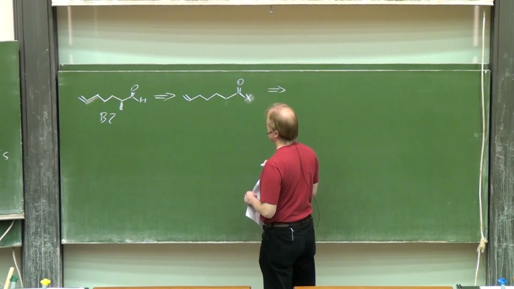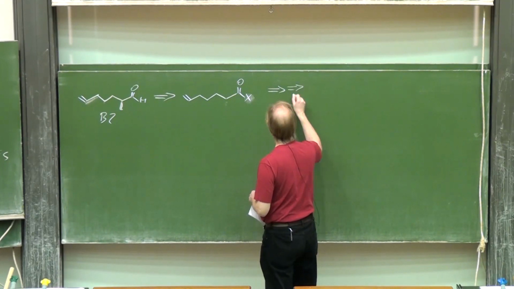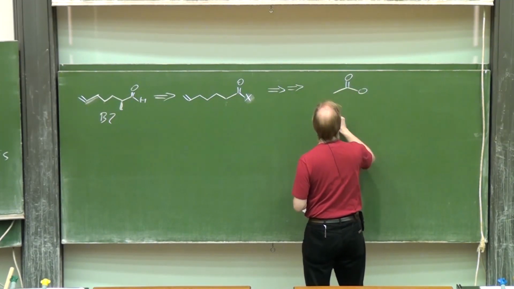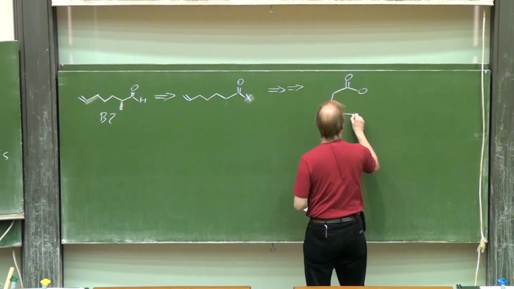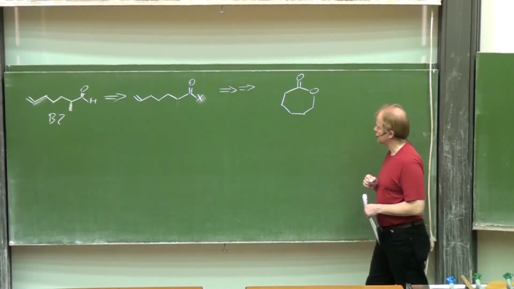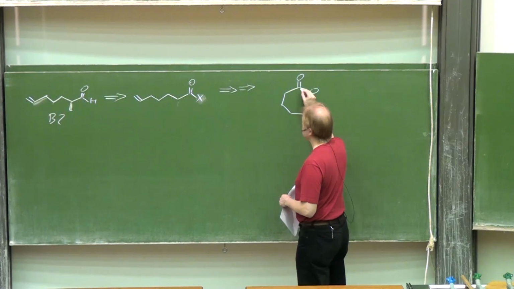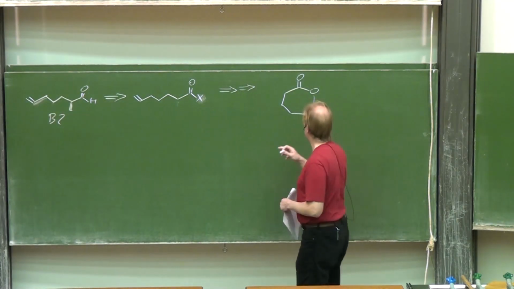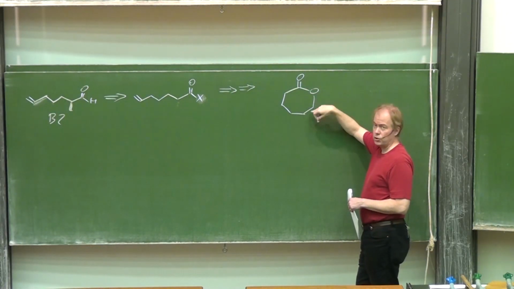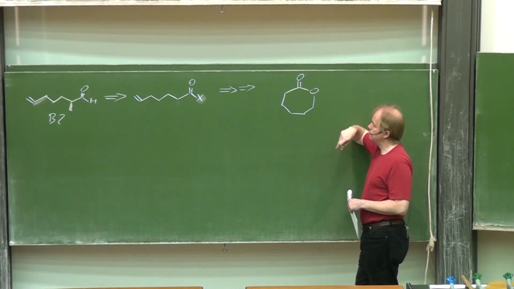And a nice starting material would be this one, caprolactone. This is rather cheap. You have 6 carbon atoms. We need 7. Well, hydrolysis here, later on oxidizing that alcohol to the aldehyde, and with the Wittig olefination adding the terminal olefin. Should be no problem.